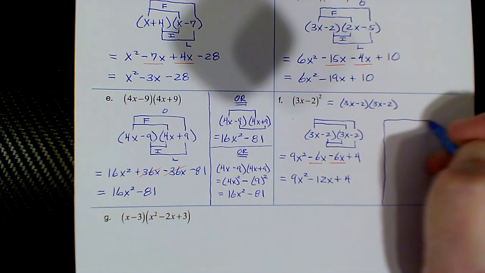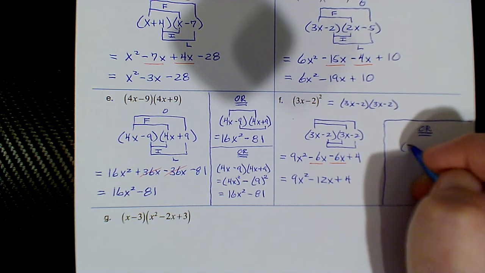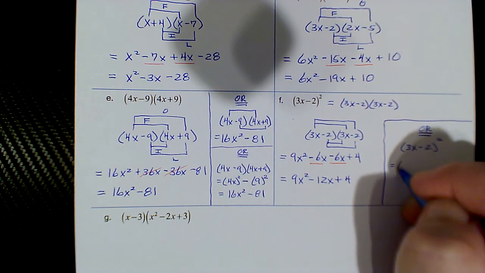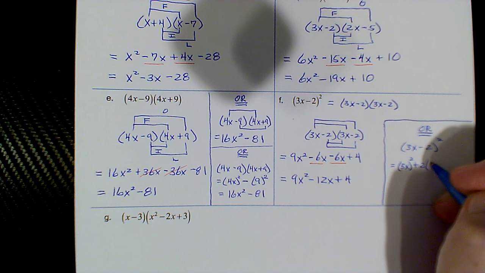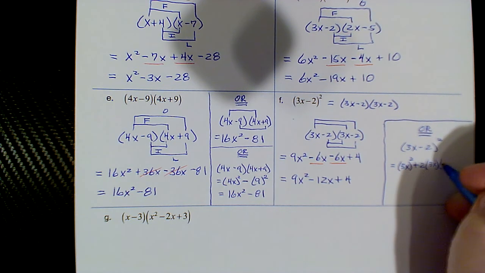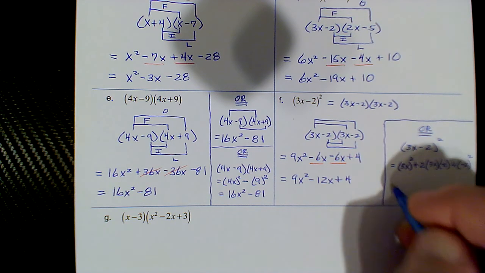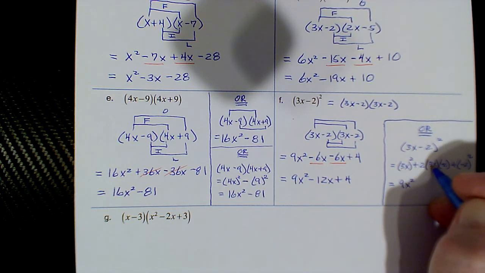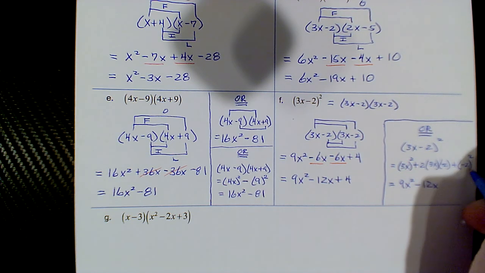Or the shortcut formula, where when you square a binomial, you square the first, take 2 times the product, so 2 times 3x times negative 2, and then you add the square of the second, so plus a negative 2 squared. And that gives us 9x squared, 2 times 3 is 6, times negative 2, negative 12x tags along, and then plus squaring negative 2, we get positive 4.